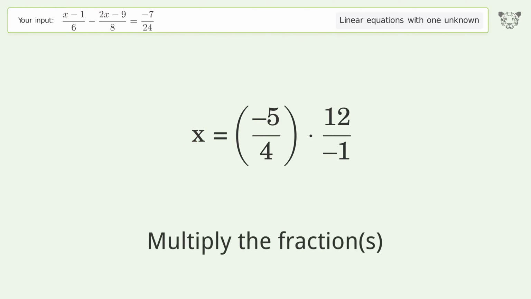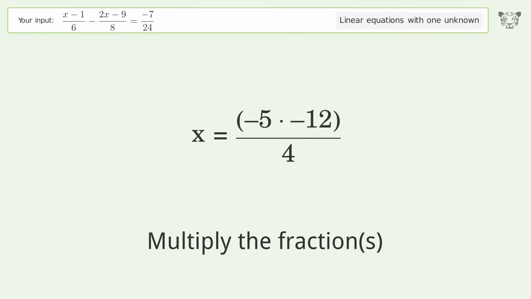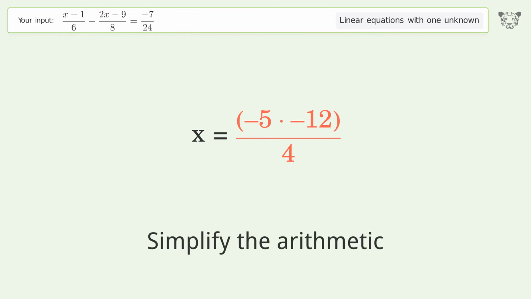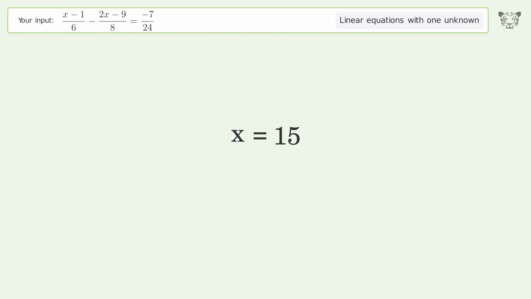Multiply the fractions. Simplify the arithmetic. And so the final result is x equals 15.